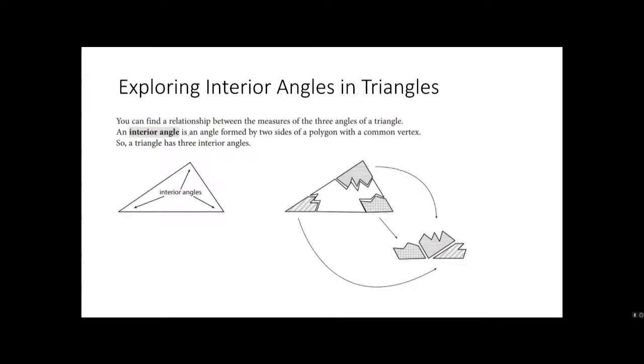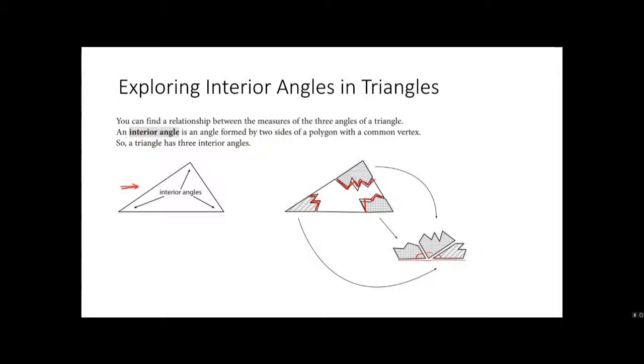All right, so, exploring interior angles. What I want you to do is tear out this triangle right here. I want you to tear out the corners. It doesn't have to be perfectly torn, but I just want you to tear off those three interior angles. Then I want you to try to line them up on one side, and you're going to realize something about what these three angles add up to in degrees.